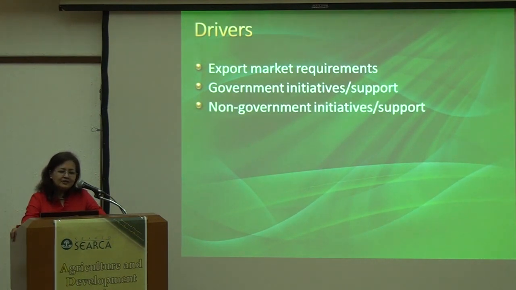There are also non-government initiatives or support. Non-government or not-for-profit organizations, marketing associations, industry associations, even assemblers and retailers. Some of them have this social responsibility, or it is part of their mandate, to assist farmers. What they do is inform the farmers of this initiative, which is the code of practice, and they assist them in complying with the requirements, just like what SDC Asia did with the Cardaba farmers.